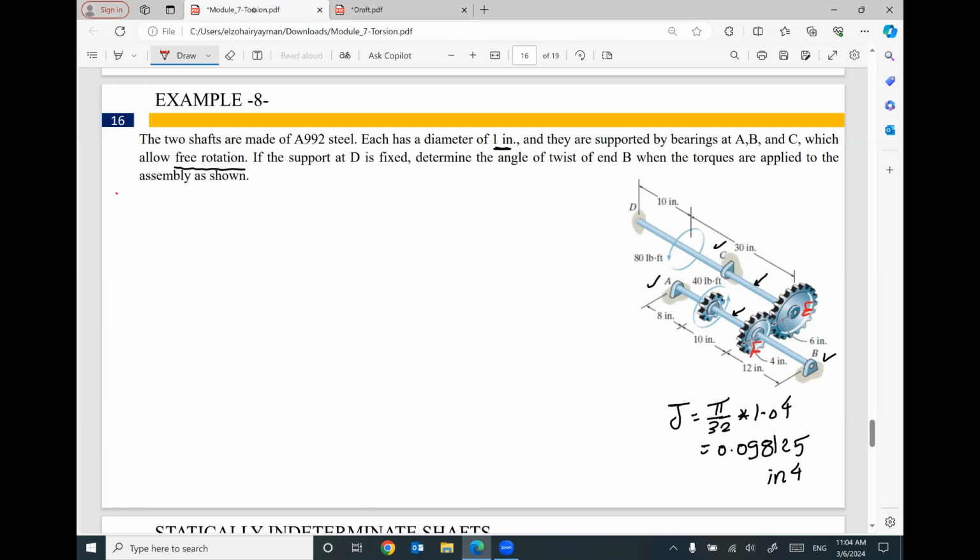That makes sense? If support D is fixed, this one is fixed. And the shaft DE is under the effect of 80 pound-foot, and the second shaft is under the effect of this torque, 40 pound-foot on this gear. We are looking to determine the angle of twist at the end B. What is the angle of twist here at B?